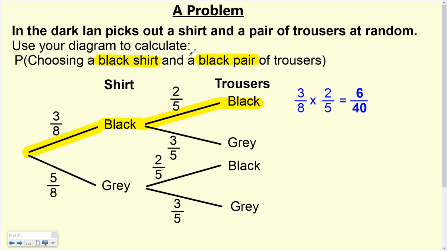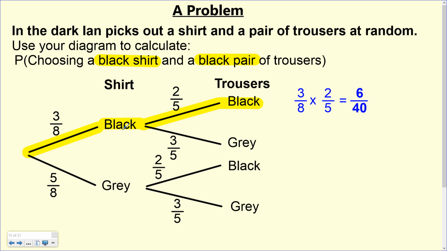Now, the main bit of the question there was the probability of. Remember that, just a key memory point: it's got P with brackets. That means, what's the probability of? So it says, what's the probability of choosing a black shirt and a black pair of trousers? So we want this line along the top, black, then black.